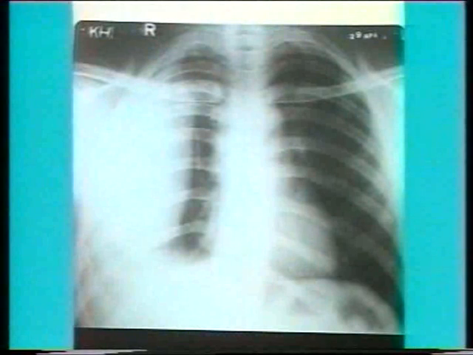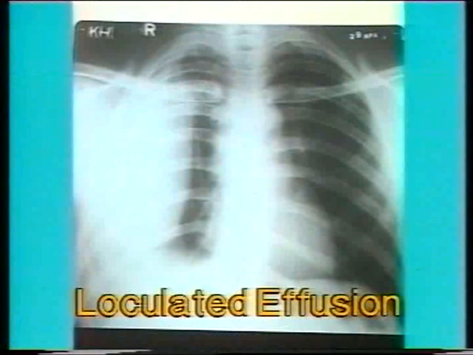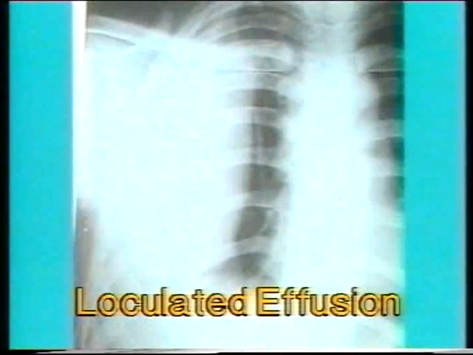Now in this X-ray, there is a homogeneous fluid opacity with a smooth curved border, but it has not concave but convex border. This is an encysted pleural effusion where the fluid is loculated due to pleural adhesions. The opacity is peripheral and its convex border is towards the lung. This is characteristic of an encysted or a loculated pleural effusion.